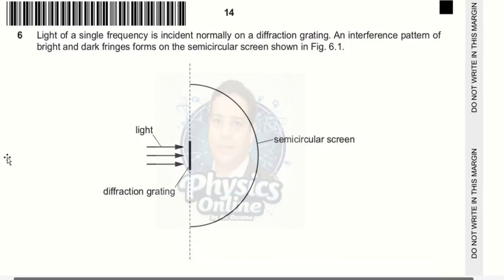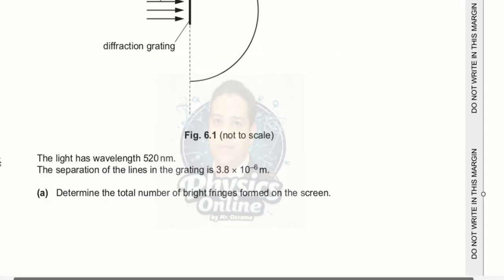Question 6. Light of a single frequency is incident normally on a diffraction grating. An interference pattern of bright and dark fringes forms on a semicircular screen shown in figure 6.1. It has a wavelength of 520 nanometers. The separation of the lines in the grating is 3.8 times 10 to the power negative 6 meter. Determine the total number of bright fringes formed on the screen.